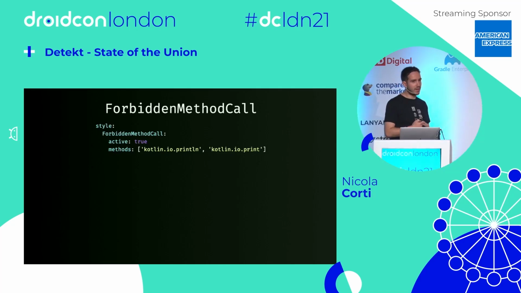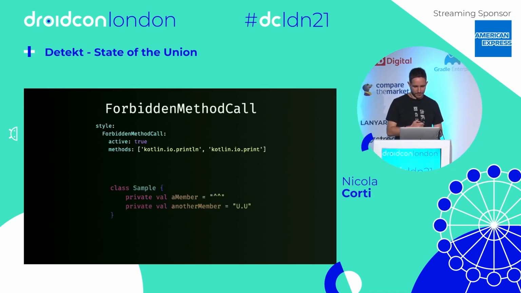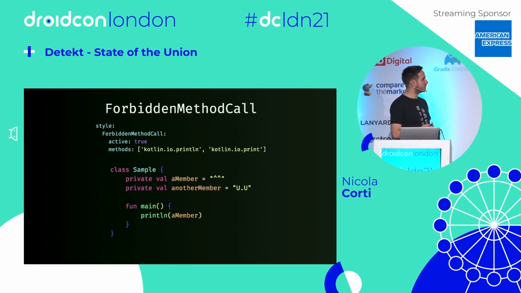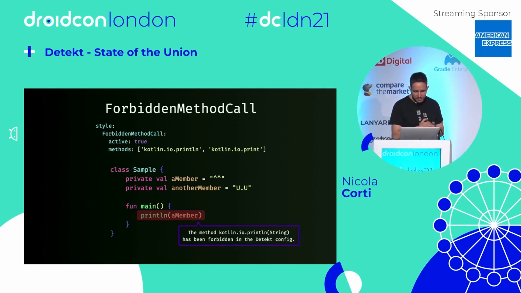So what you do is activate it, and you also need to specify the list of methods that you want to forbid. This rule will help you if you have code like this, and will tell you, hey, println, the method kotlin.io.println(String), has been forbidden in the Detekt config. So you enabled a rule, and you told me that those two methods are not allowed, so now I report it.